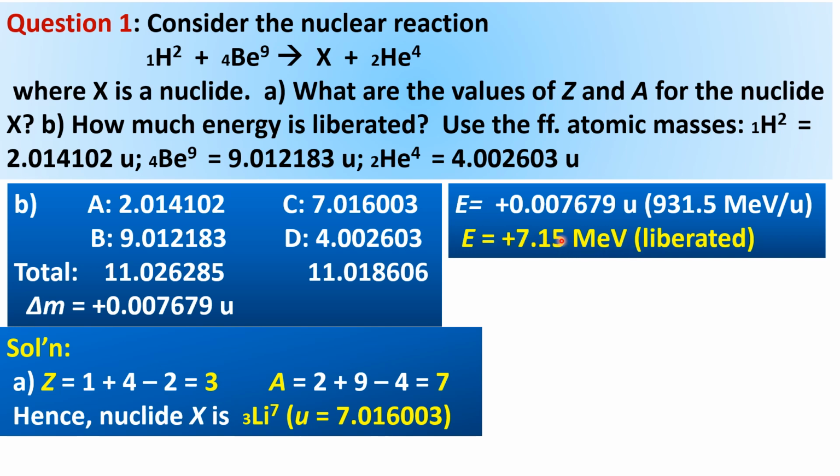And this amount of energy has been liberated. Actually, this is in the form of kinetic energy of the two nuclides, meaning the lithium nuclide and the alpha particle, having a total kinetic energy amounting to 7.15 million electron volts.